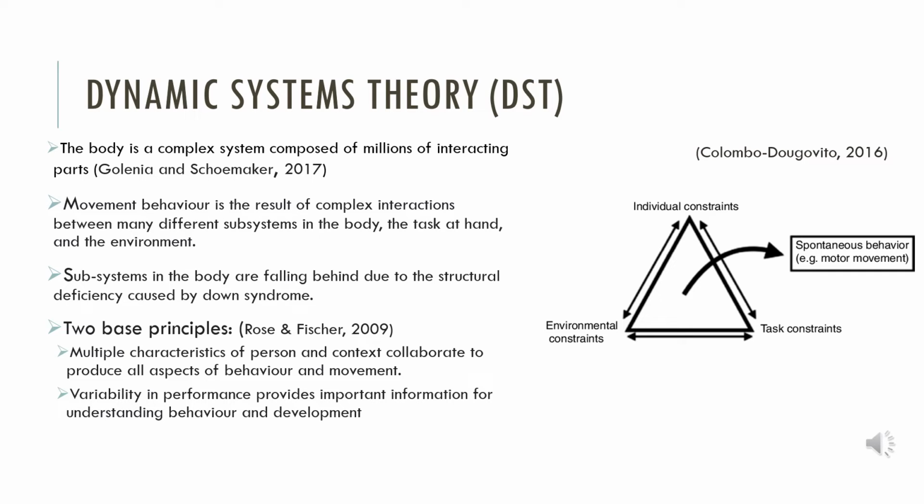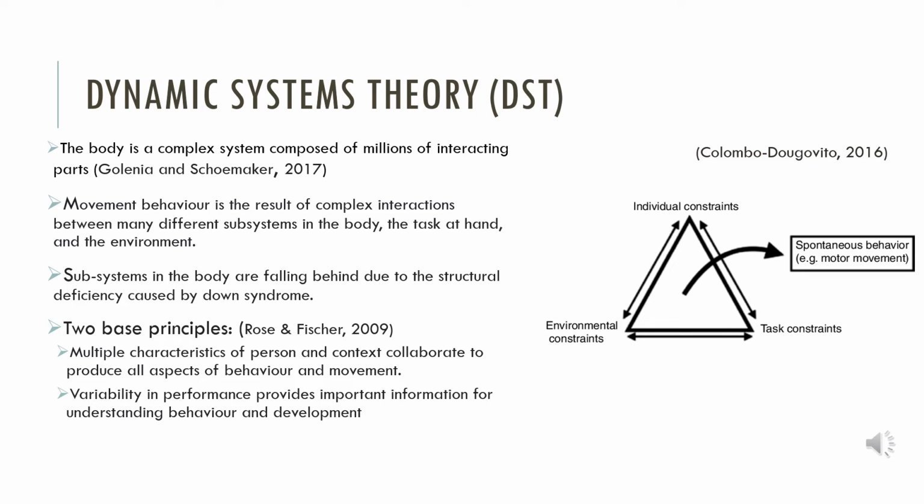Dynamic systems theory is that, according to Galenia and Shoemaker 2017, the body is a complex system composed of millions of interacting parts. The intelligence that coordinates the body is not localized in any one particular part, but emerges from the complex interactions of all the different parts. The base premise of dynamic systems theory is that movement behavior is the result of complex interactions between many different subsystems in the body, the task at hand, and the environment.